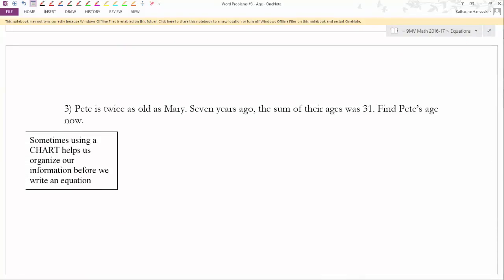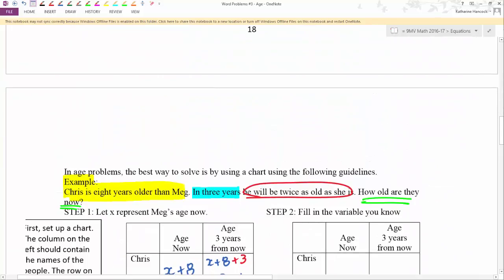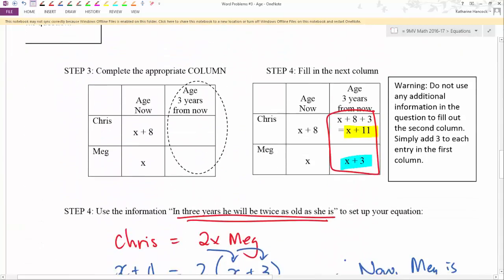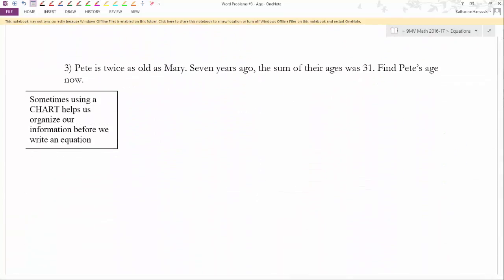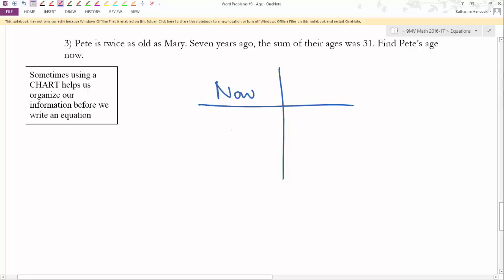Question 3. Pete is twice as old as Mary. 7 years ago, the sum of their ages was 31. Find Pete's age now. I'm going to set up a chart again. I'm going to have now, and then some other time. In this question, it said 7 years ago, so my next category is going to be 7 years ago.